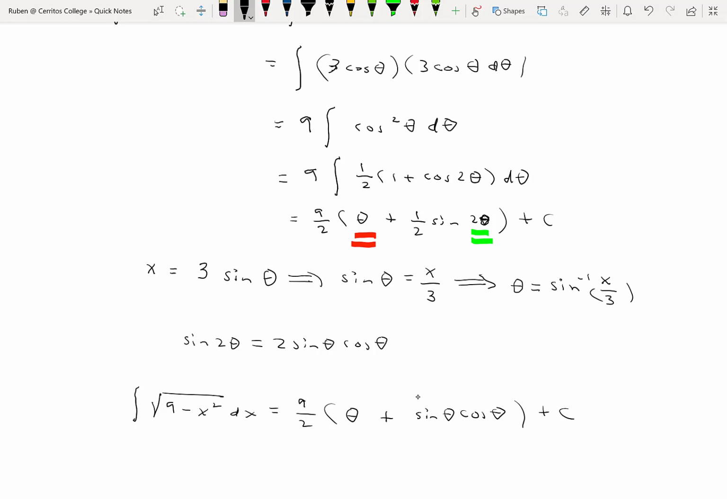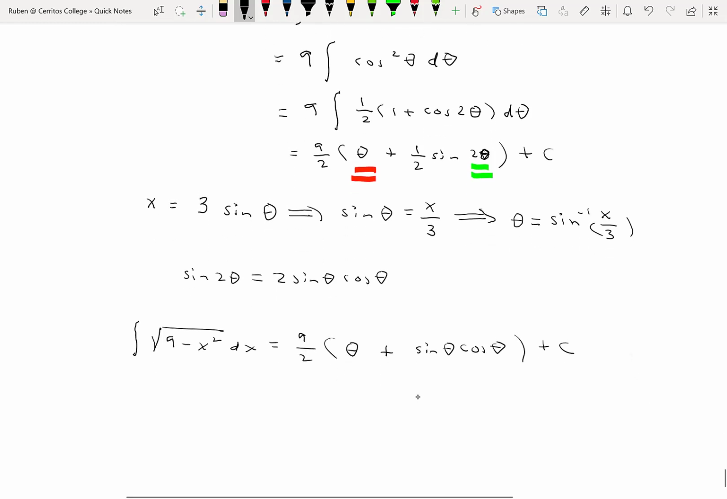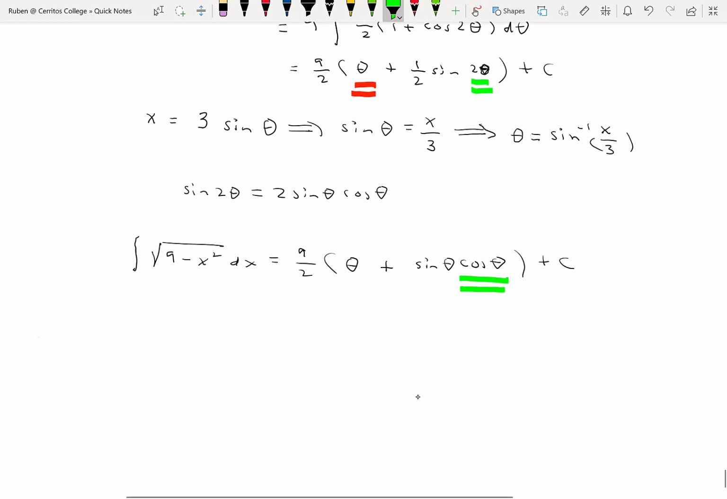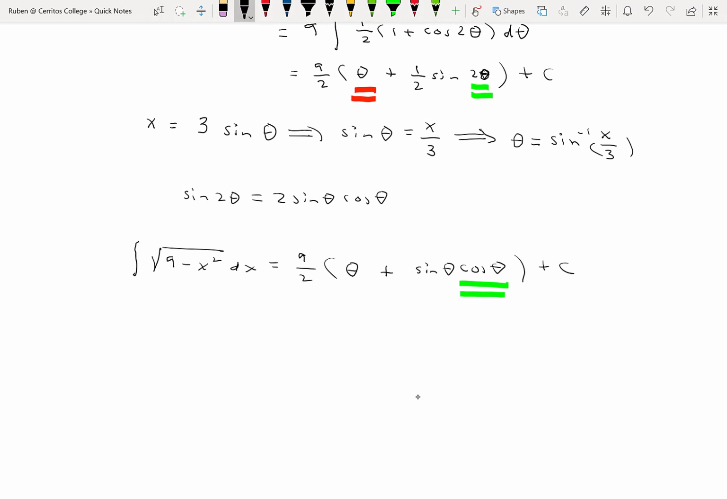Well, the antiderivative has 1/2 sine of 2 theta. So that 1/2 cancels with the 2 from the double angle formula. And we still have one more little problem. Our trig substitution says sine of theta equals x over 3, and our antiderivative also has cosine of theta in it. Well, we handle this in a way that's going to become second nature to you because it happens all the time in this section.